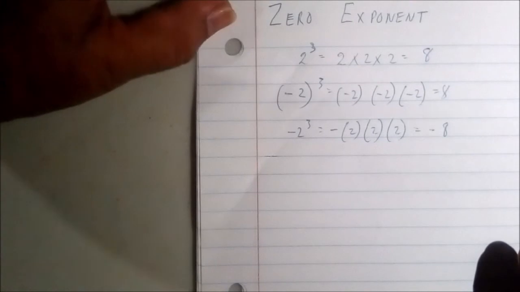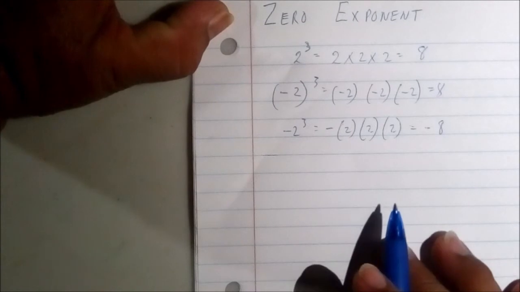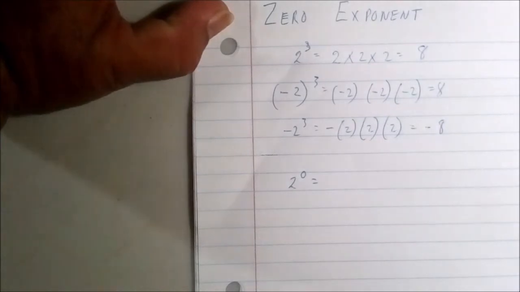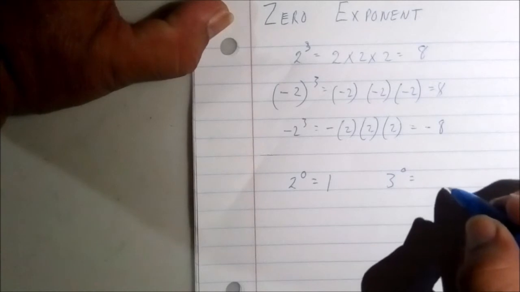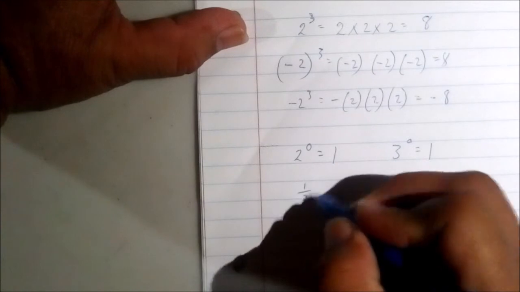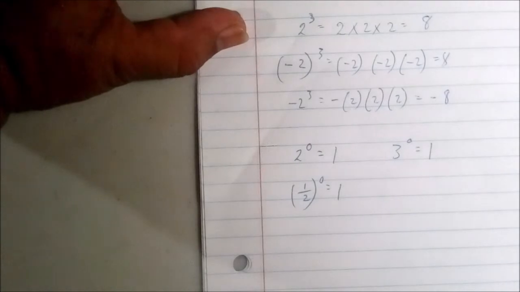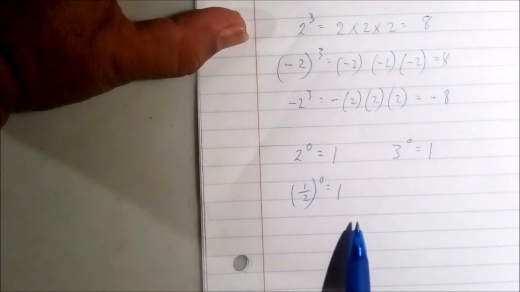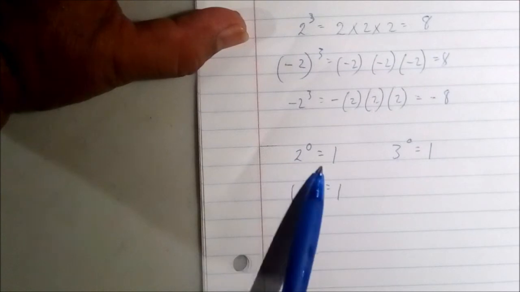Alright, so let's try one where we have a zero exponent. If we have anything, say for example 2 to the 0 power, that will give us 1. If we have 3 to the 0 power, that will give us 1. If we have a half to the 0 power, that is still 1. So long as the base is being raised to the 0 power, the value will be 1. Notice they're all positive. In this case we got 8, in this case we got 1.